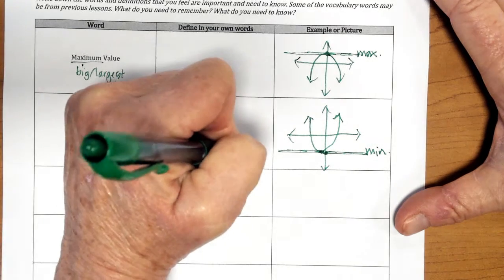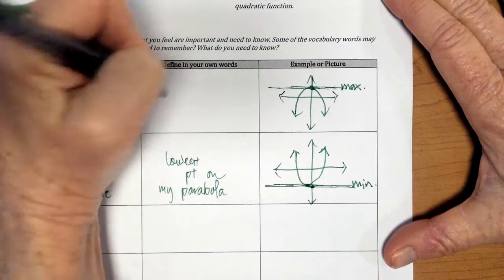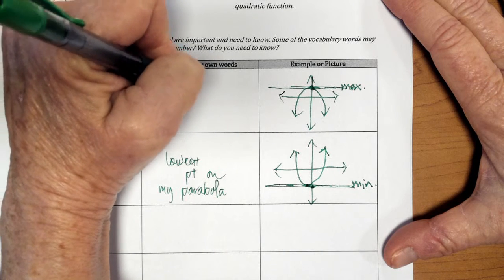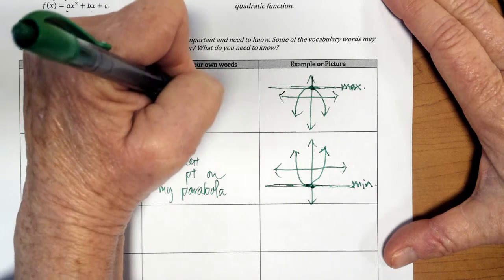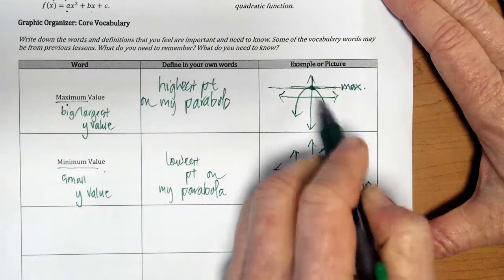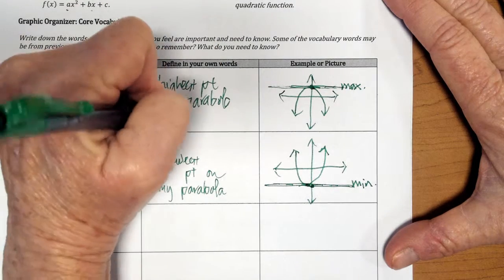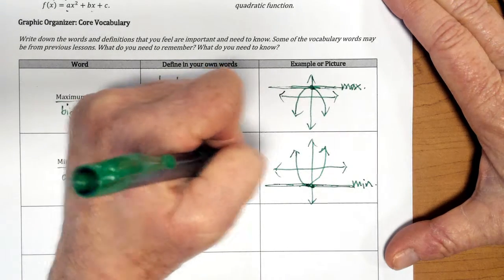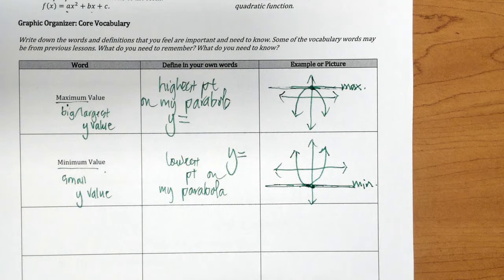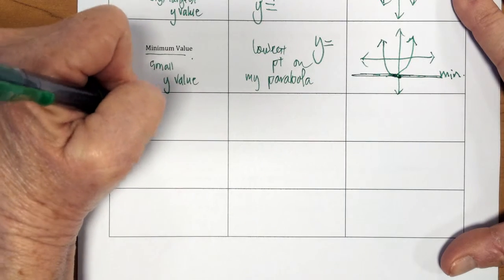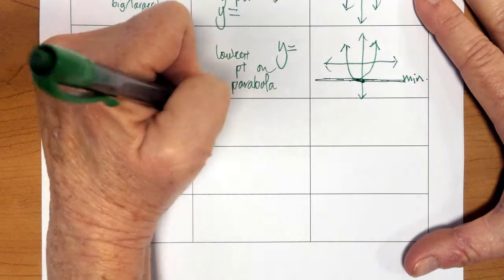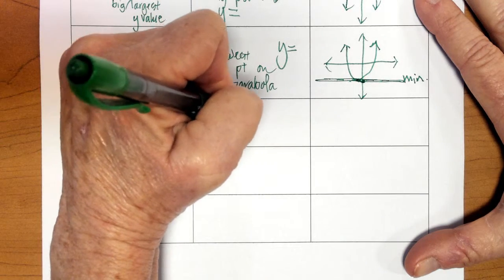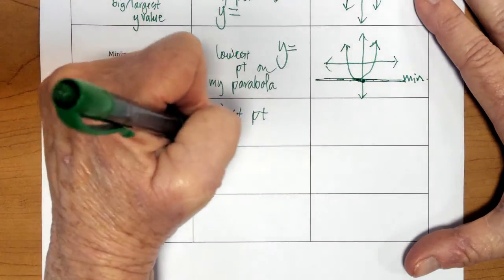And what else do I know? That my maximum is going to be the highest point on my parabola. And remember what I said, I could draw a line through them, so therefore I'm intersecting the y-axis. So my highest and lowest point are always y is equal to. Okay, so think about now we've got everything kind of for our vertex. Let's just write that down, right? Vertex is either the highest point or the lowest point.